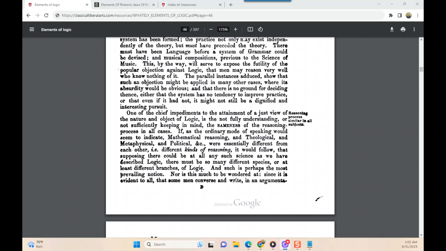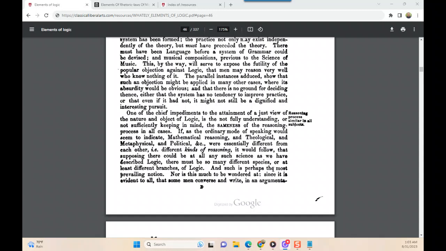So if it was true that there were all different kinds of reasoning that was needed, then there would need to be different sciences or arts of logic that applied to these different areas. But that's not true. Reasoning is universal. Once we understand the process of reasoning, it's the same process for all these different subject areas.